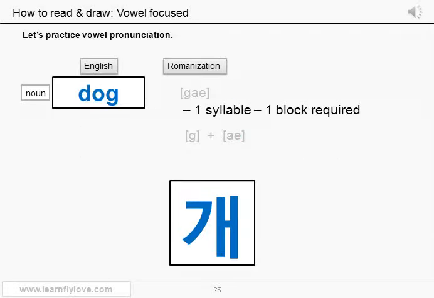Very good. The next word is dog. Check out the romanization and let's hear the sound first. Ke. Then let's check out the Korean spelling. The first consonant is G, like G in English. And the vowel is E. So it's G, E, ke. A dog.